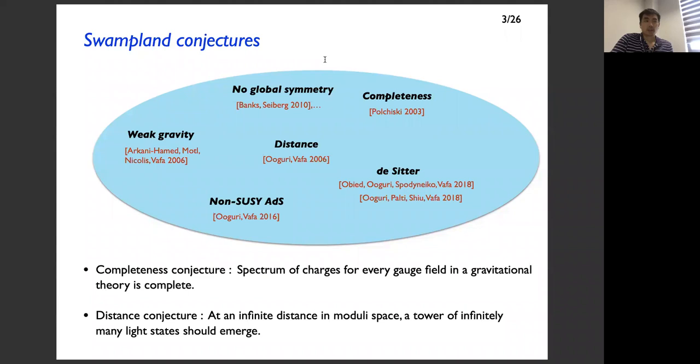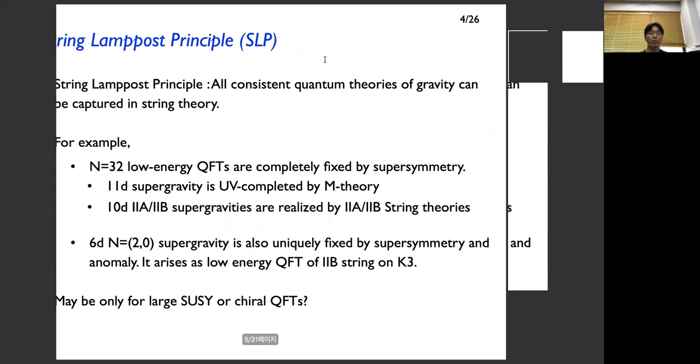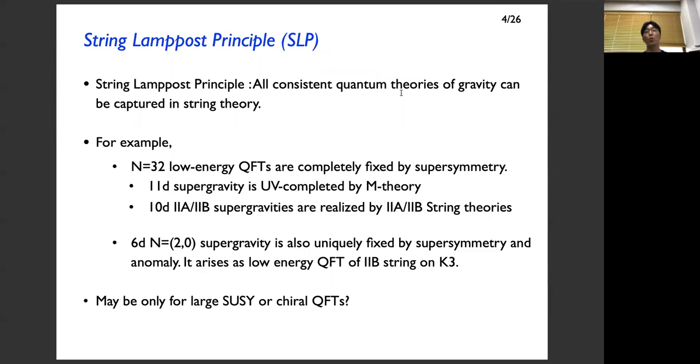Okay, let me introduce one more conjecture related to this too. This is a kind of bold conjecture in string theory called the string lamppost principle. This conjecture says all consistent quantum theories of gravity can be captured in string theory. As you know, many Swampland conditions rely on string theory background, and so probably they can be wrong statements for general quantum theories of gravity other than string theory.